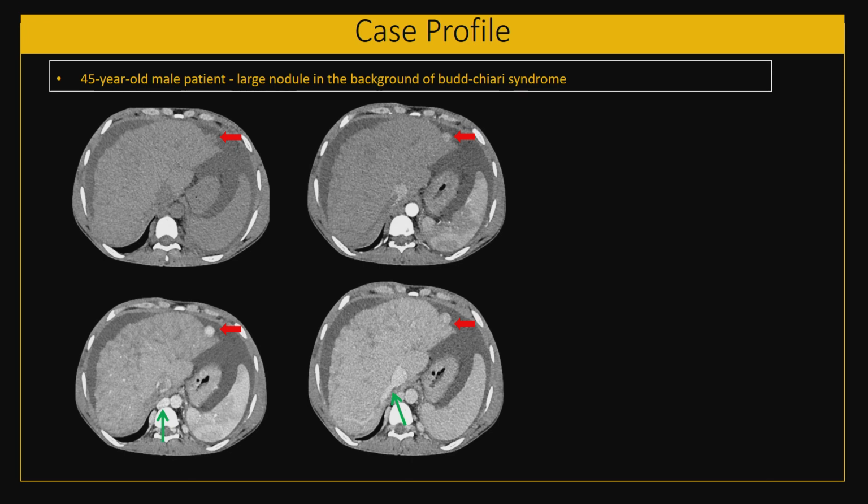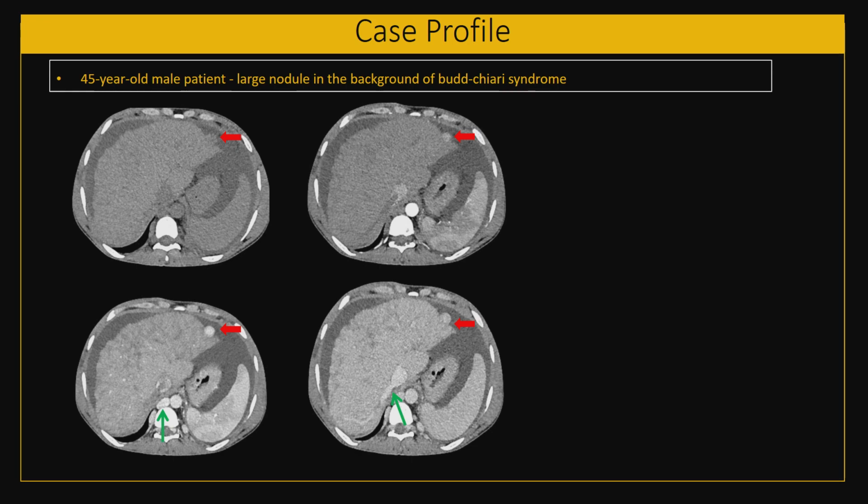Another case, a 45-year-old male. All these patients of Budd-Chiari are at high risk of developing hepatocellular carcinoma also. So this patient was treated for Budd-Chiari syndrome, and during the follow-up, you can see there is a nodule in the left lobe of the liver which was picked up on ultrasound. And for better characterization, multiphasic CT was done.